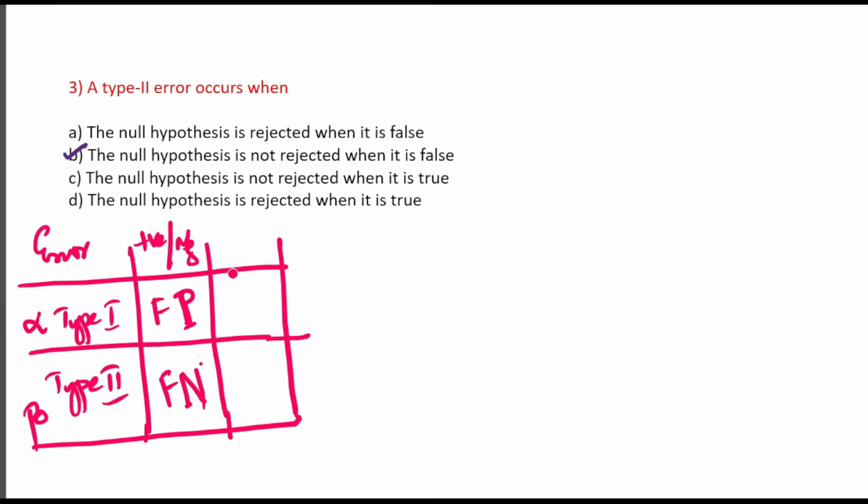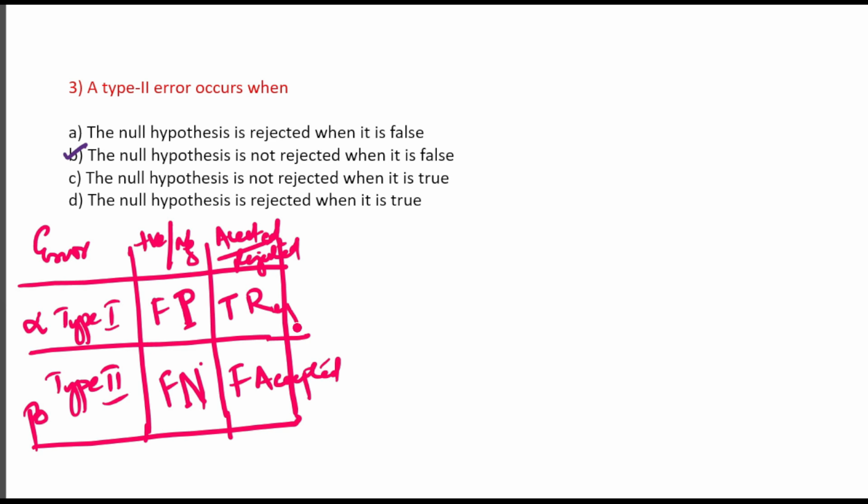Then you have to see whether it is accepted or rejected. So here, in type 1, what will happen? It will be true rejection, whereas in type 2 it is falsely accepted.